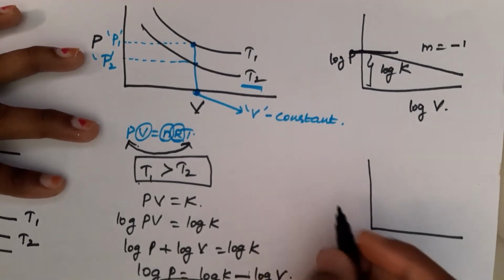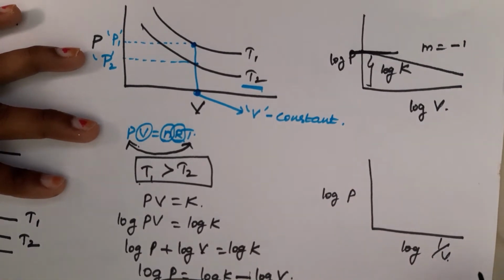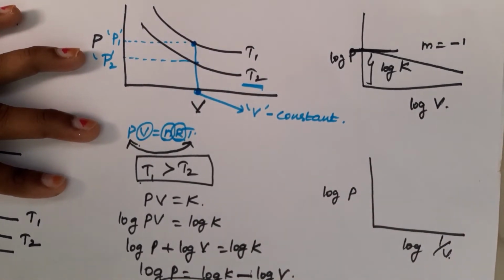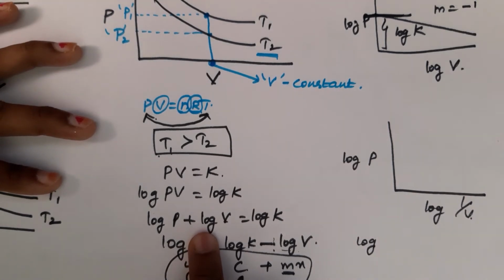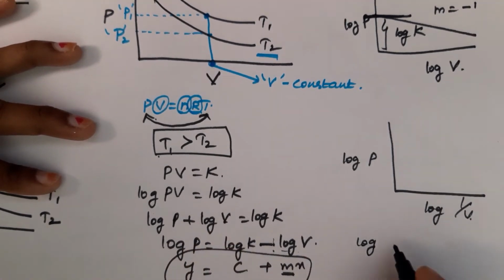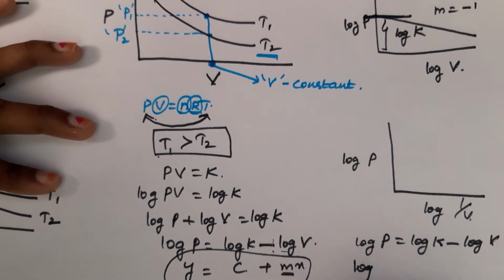That means log P and log 1 by V. I am taking from this expression only. What is that expression? Here, already explained, you know. Log P plus log V is equal to log K. I am writing this as log P is equal to log K minus log V. So write the same expression as log P is equal to log K plus log 1 by V.